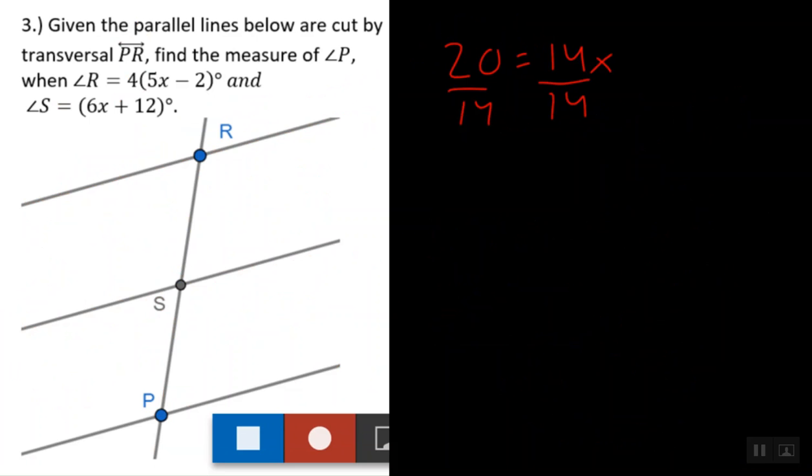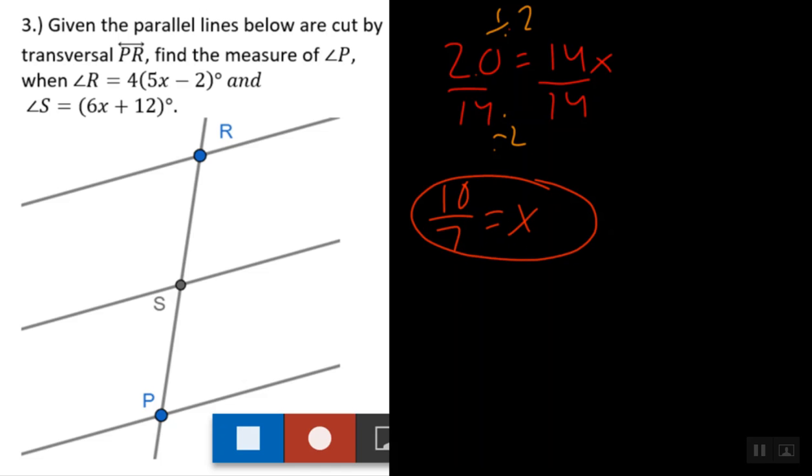Now notice, you can actually divide both 20 by 2 and you can divide 14 by 2. And we can reduce this to 20 divided by 2 is 10 over 14 divided by 2, which is 7. And this is our x term. Now notice, the question is asking us to find the measure of angle P. And remember, we said that this was congruent to that. Well, what about P? I'm going to use a different color here. And I'm actually going to tell you it is actually different.